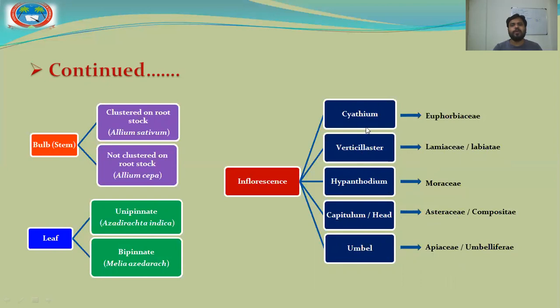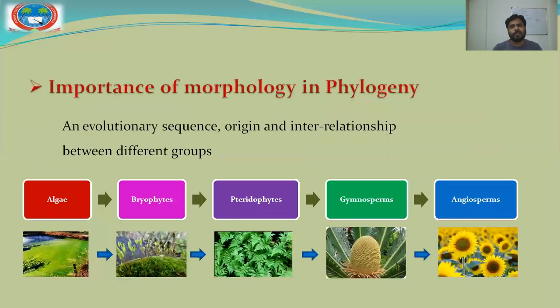So these inflorescences are restricted to that particular family only. That means this type of inflorescence is responsible for classifying the plant in a particular family. They are restricted only to that family. So in this way, the classification is done on the basis of morphological characteristics.